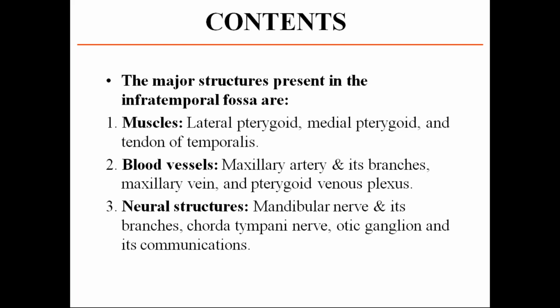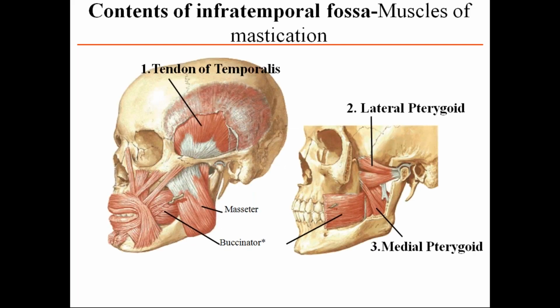So now I am showing the pictures of the contents. Okay, so you can see the muscles of mastication. This muscle is the temporalis. You can see the tendon of temporalis in the infratemporal fossa. So the main muscle is located in the temporal fossa, and you can see the lateral pterygoid and medial pterygoid in the infratemporal fossa. You can see here the zygomatic arch is removed. After removal, you can see the lateral pterygoid and medial pterygoid.